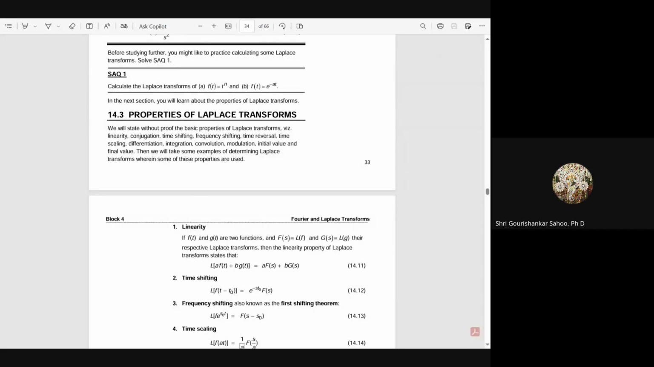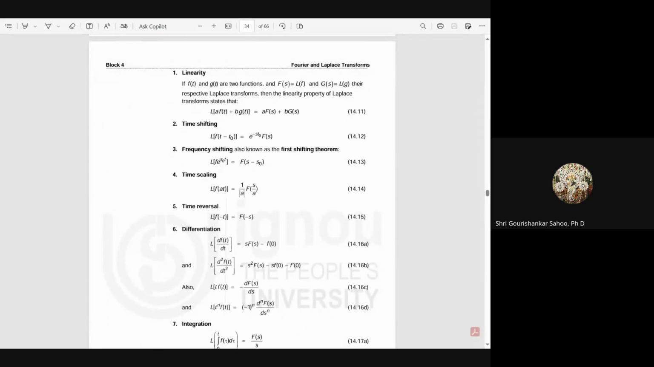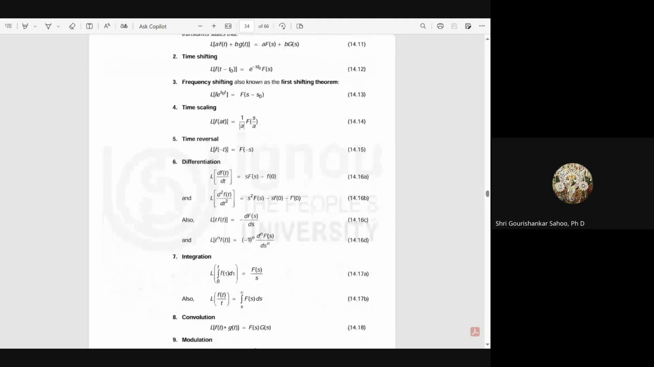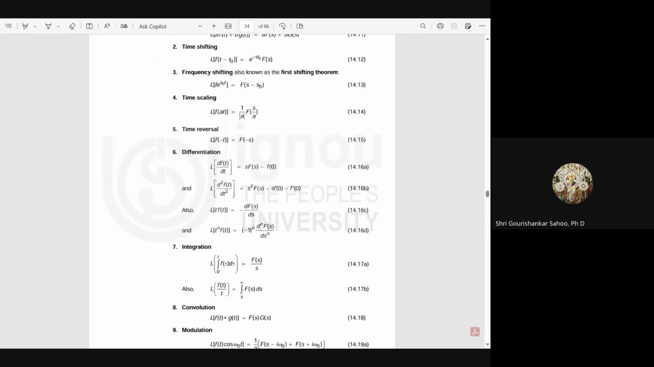So what are the properties? There are some basic properties of the Laplace transform. One is linearity: L[af(t) plus bg(t)] is equal to aF plus bG. Time shifting: L[f(t minus t0)] is equal to e to the power minus s t0 F(s). Frequency shifting, which is also known as the first shifting theorem: L[f(t) e to the power s0 t] is equal to F(s minus s0). Time scaling: L[f(at)] is equal to 1 by modulus of a, F(s by a). Then time reversal: L[f(minus t)] is equal to F(minus s).